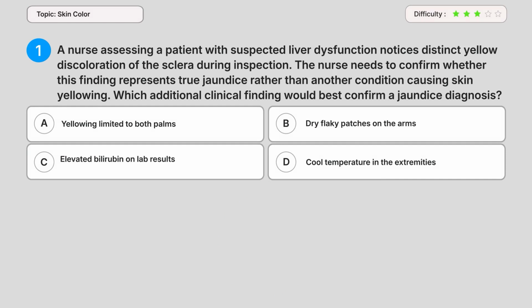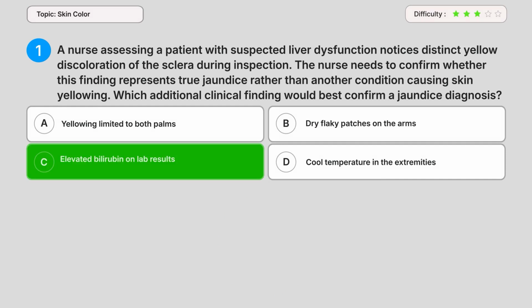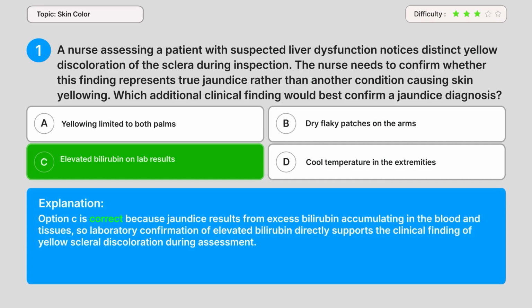Correct answer, C. Elevated bilirubin on lab results. Explanation: Option C is correct because jaundice results from excess bilirubin accumulating in the blood and tissues, so laboratory confirmation of elevated bilirubin directly supports the clinical finding of yellow scleral discoloration during assessment.